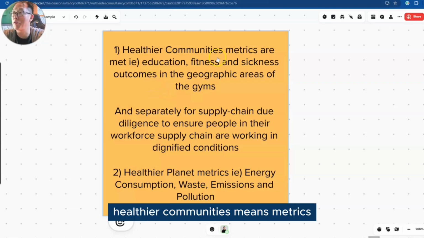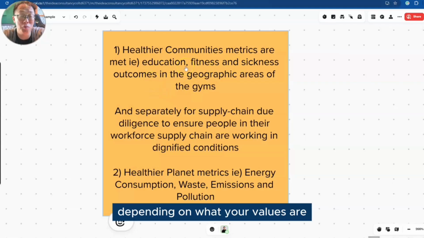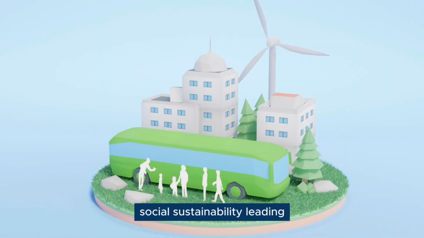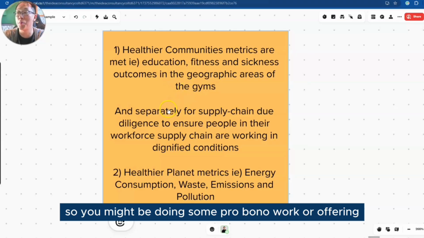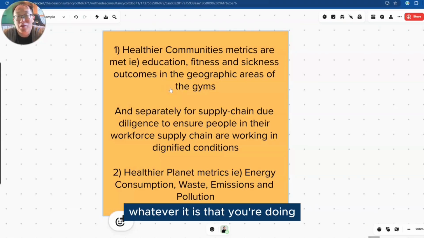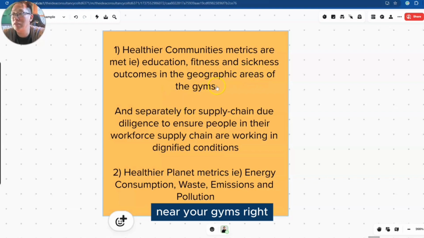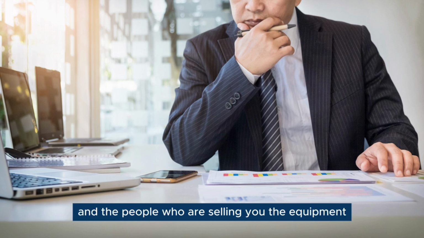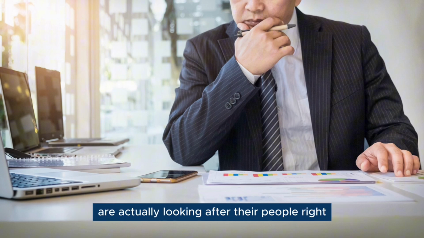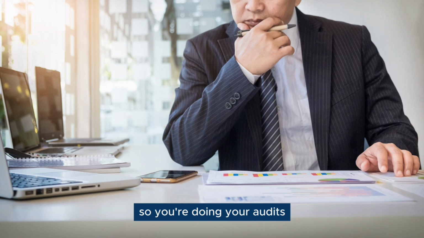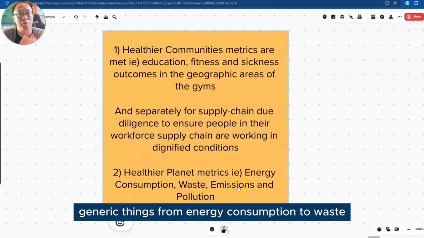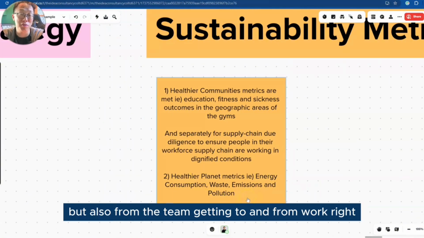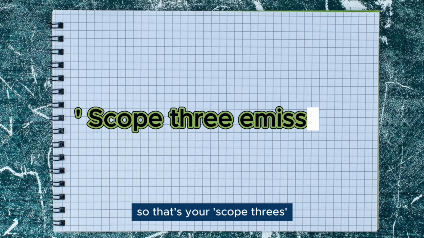So for example, healthier communities means metrics depending on what your values are. If it's all on people, it might be more community, social sustainability leaning. So you might be doing some pro bono work or offering whatever it is that you're doing in those geographic areas near your gyms, right? And ensuring that your supply chain due diligence is occurring and that the people who are selling you the equipment are actually looking after their people, right? So you're doing your audits. And of course, healthier planet metrics, generic things from energy consumption to waste to emissions to pollution, not just of the facility itself, but also from the team getting to and from work, right? So that's your scope 3s.